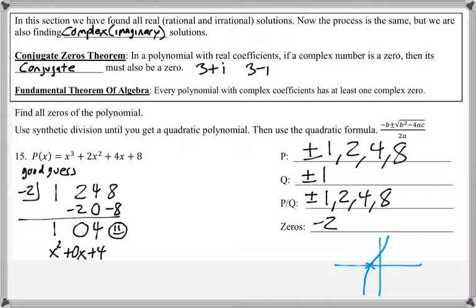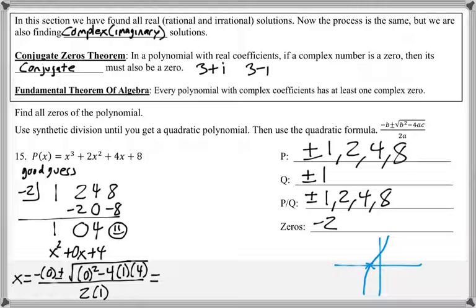So again, once you get it down to a quadratic polynomial, then you should use the quadratic formula. So that's going to be x is equal to -0 plus or minus the square root of 0 squared minus 4 times 1 times 4, all over 2 times 1. And if I simplify that, this is just 0, so I don't even really care about that. This will be plus or minus the square root of negative 16 over 2. The square root of negative 16 is going to be 4i.